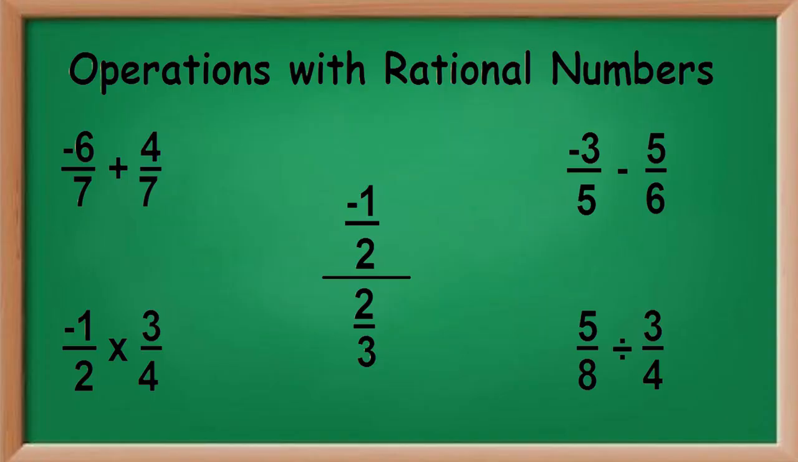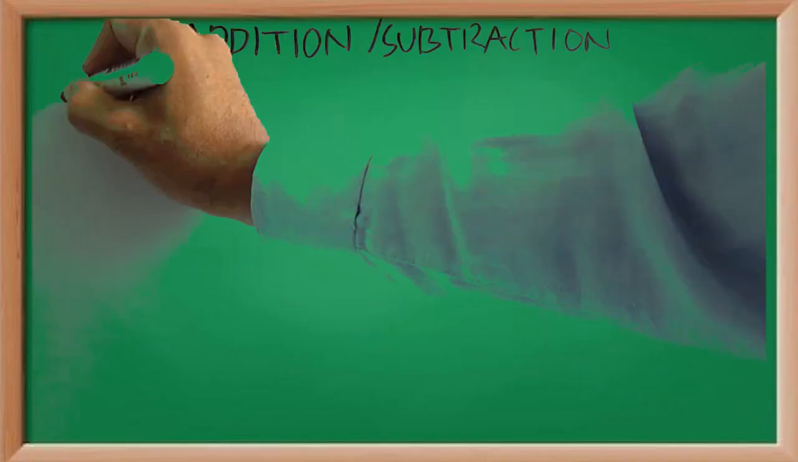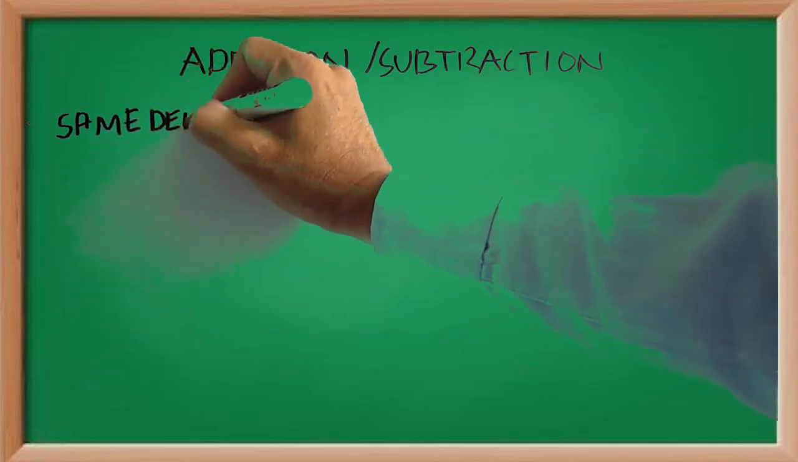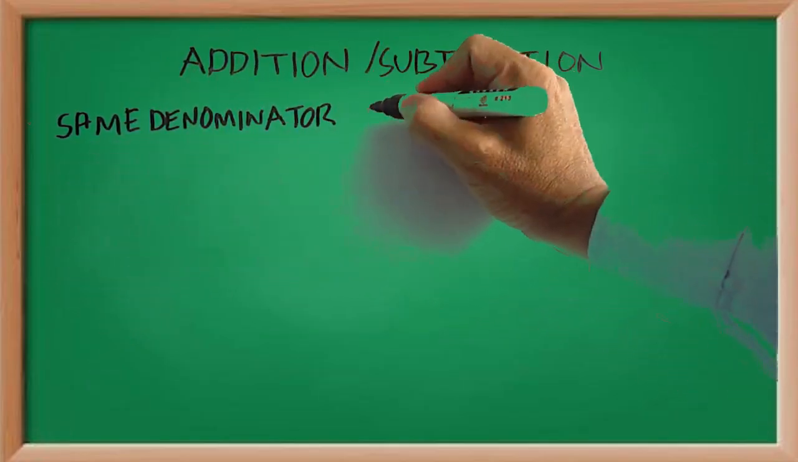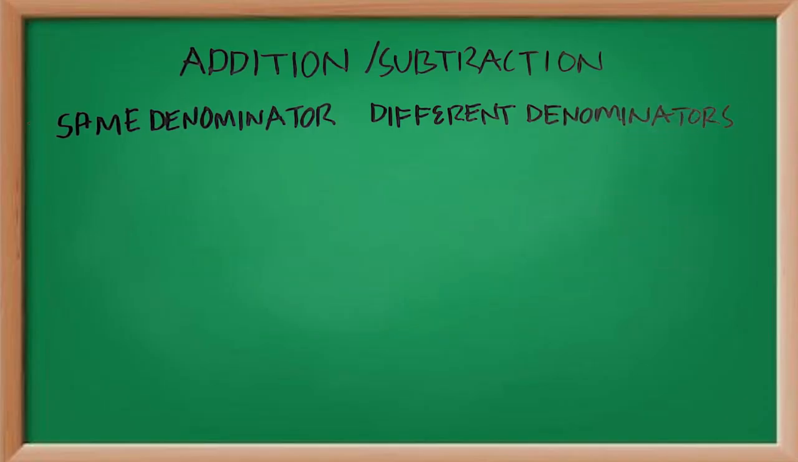In this video, we will see operations with rational numbers. Let's add, subtract, multiply, and divide rational numbers in fractional form. To add or subtract fractions, take note if they have the same denominator or different denominators.